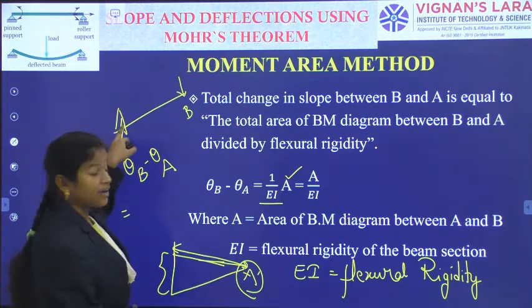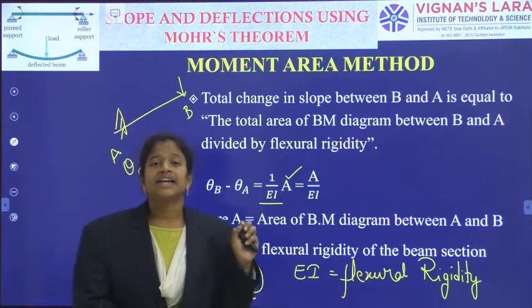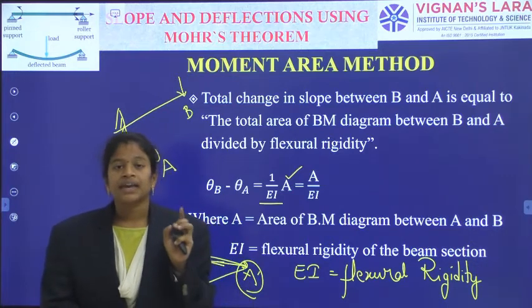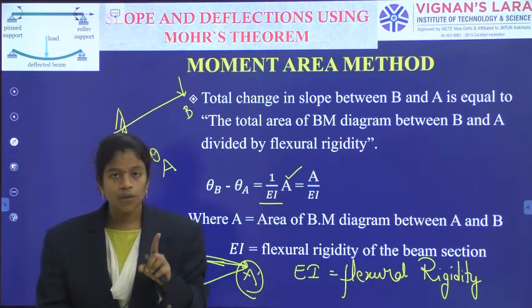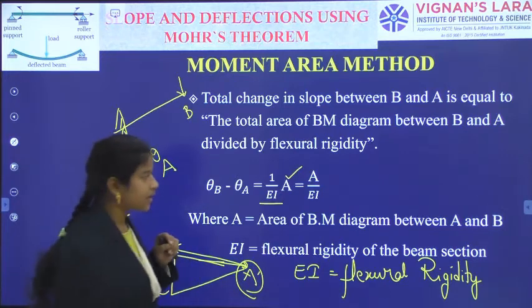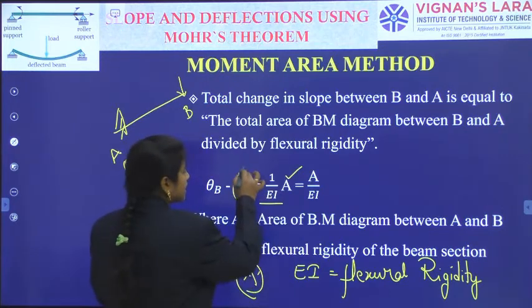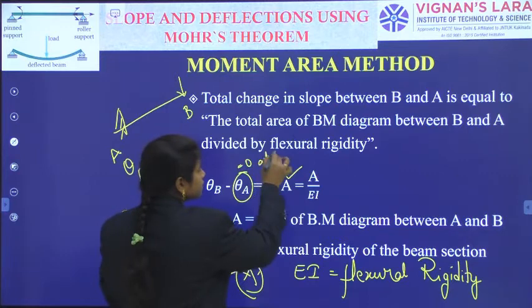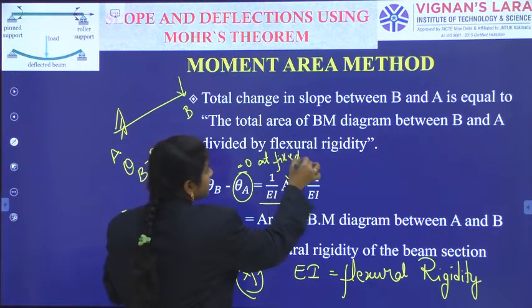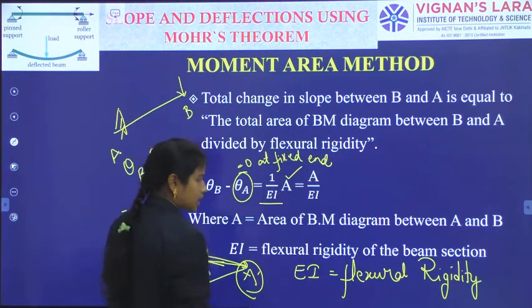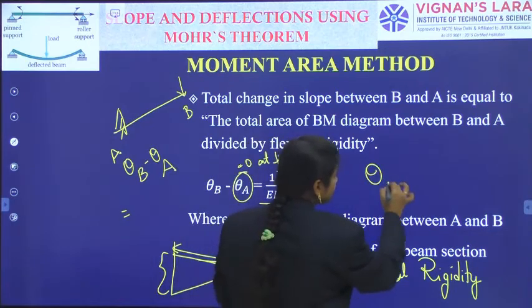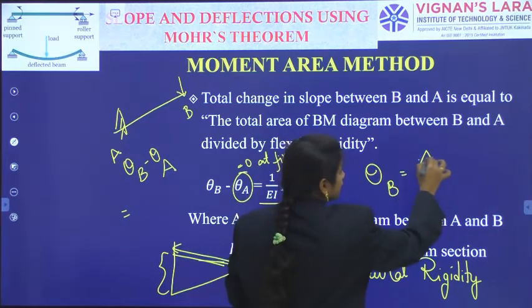Okay, theta A, what is the slope at the fixed end? That is equal to 0. At the fixed end, the slope is equal to 0. That's why theta A is equal to 0 at the fixed end. Right? Now, I can write that theta B is equal to A by EI.